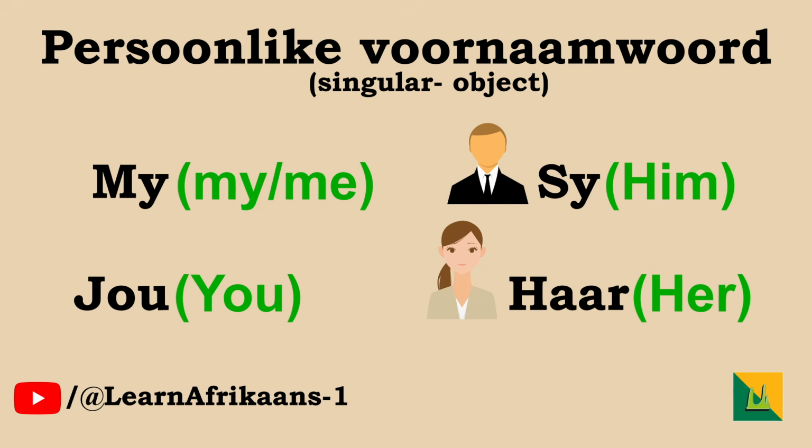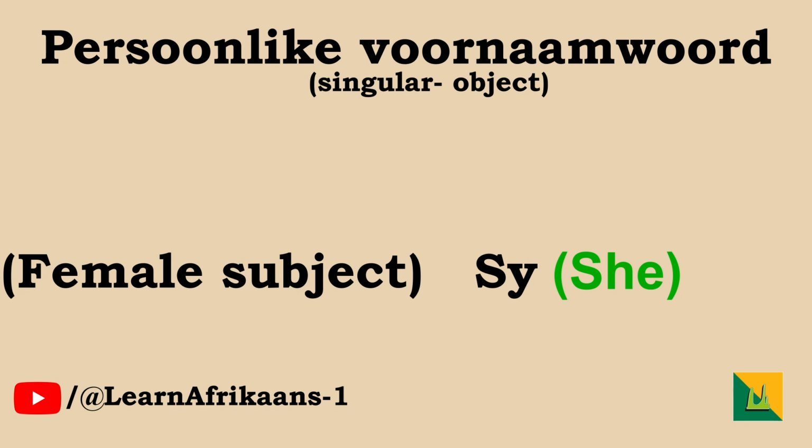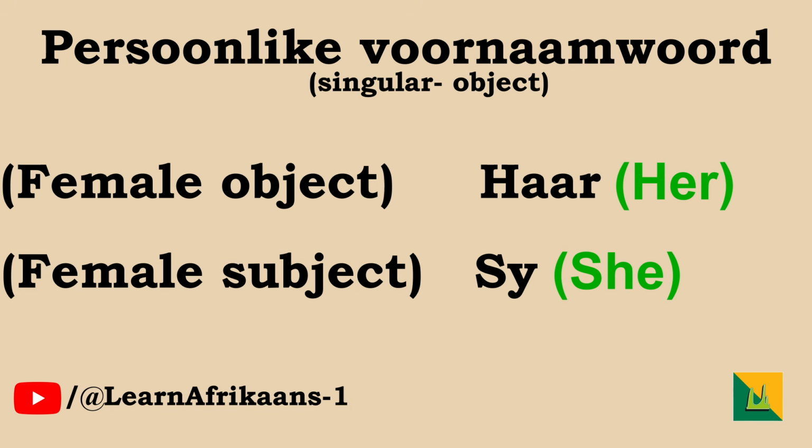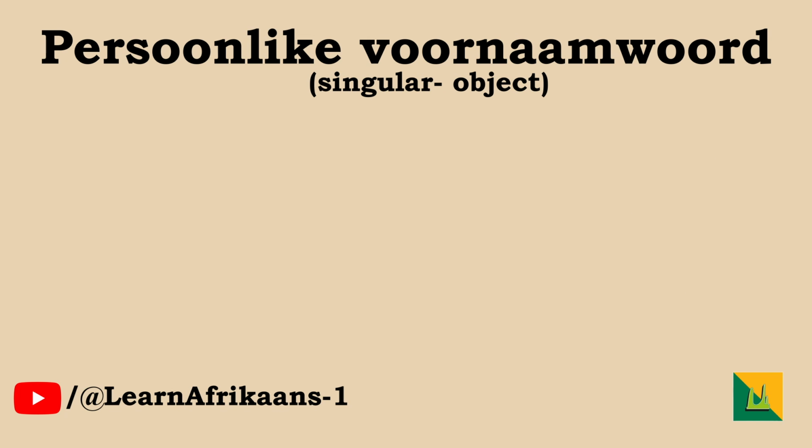Haar. It is important not to get confused between the male pronoun as an object and the female pronoun as a subject, as both are sy. Look at the sentence structure to determine which one should be used. Remember the English pronouns for females as they are similar to Afrikaans. Sy, she, haar, her. It is the male that differs. Hy, he, sy, his. Here are some sentences again.